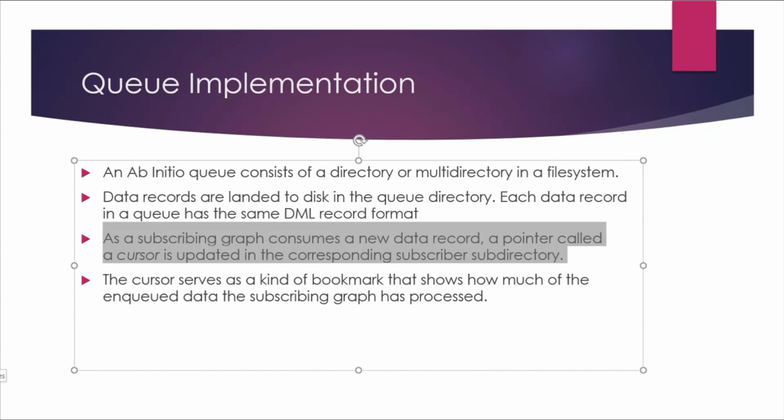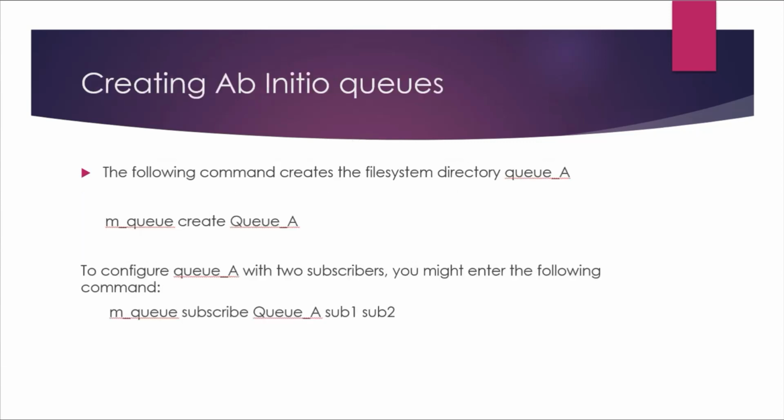Now next is how we create an Ab Initio queue. The command is m_queue create qa. Just like we create the multi-file system, we also create this queue system. This command will create a queue named qa. Once you create this queue, the directory with the necessary metadata and other details will be created under a qa directory.